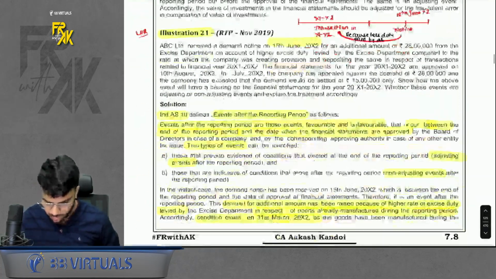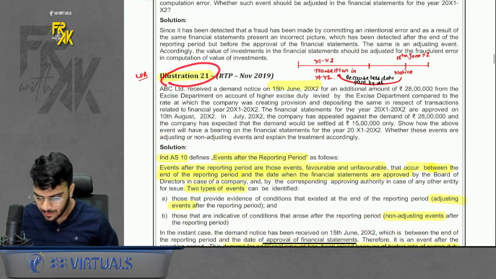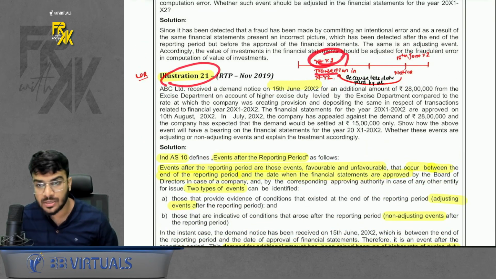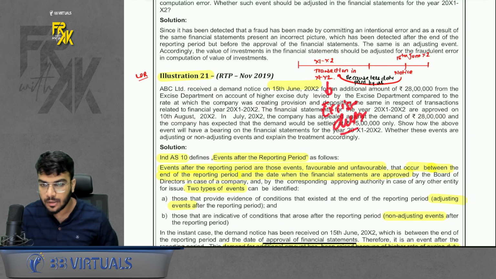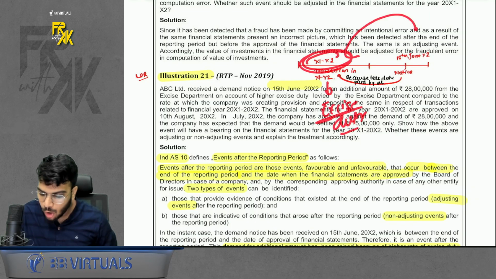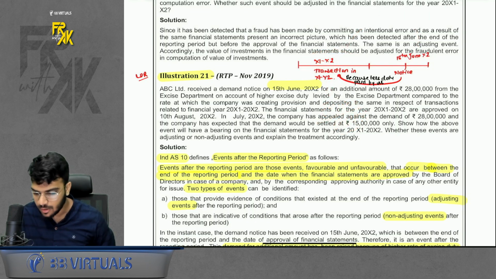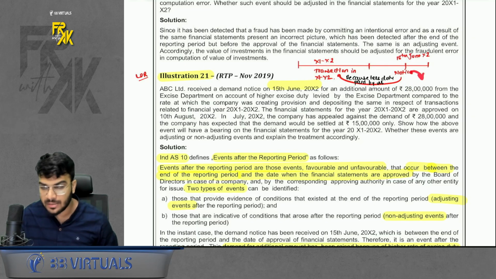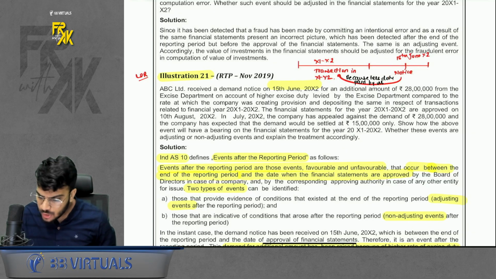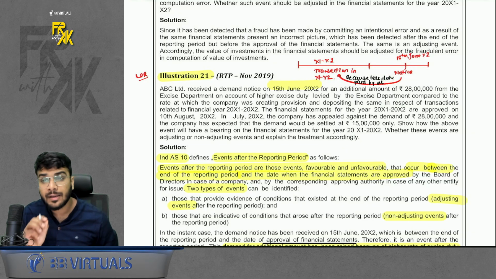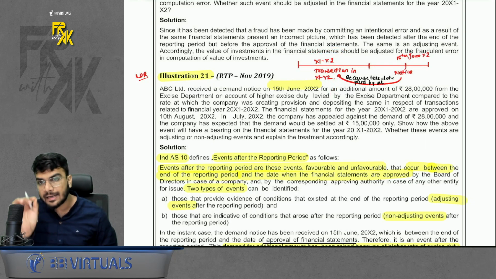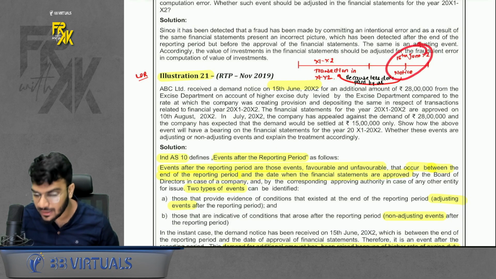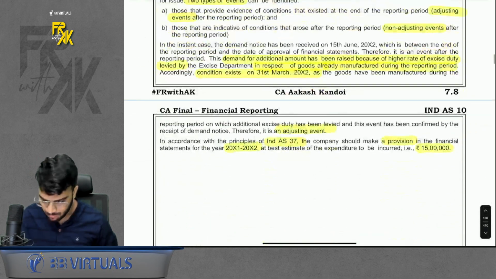Then 21 again is a good question. What is happening here is in 11-12 you did certain transactions for which excise duty was to be paid, but you paid less duty, and because you paid less duty, you got a notice in the next year. Now because of the notice you have to pay a penalty of some amount. Adjusting or non-adjusting? It will be an adjusting event. Why? The condition of the notice did not arise on your end; it existed when you paid the less duty in this financial year. The condition already existed by default of receiving the notice. So it is again an adjusting event. Do remember that part.